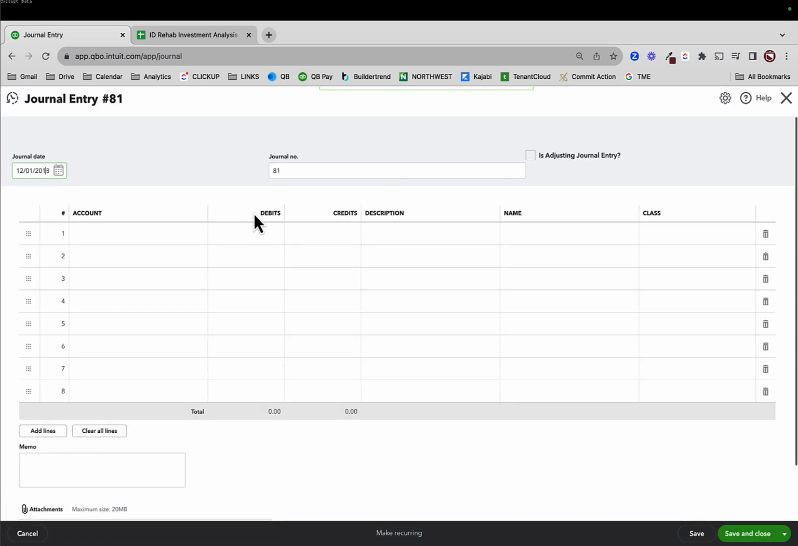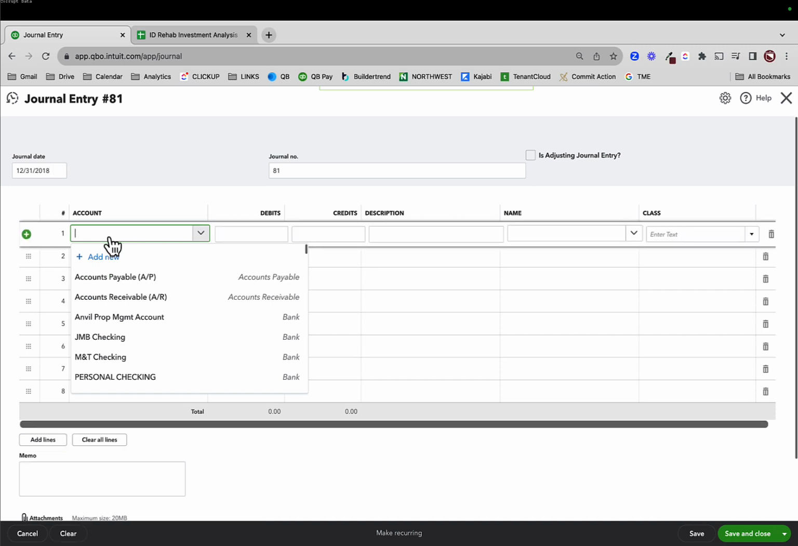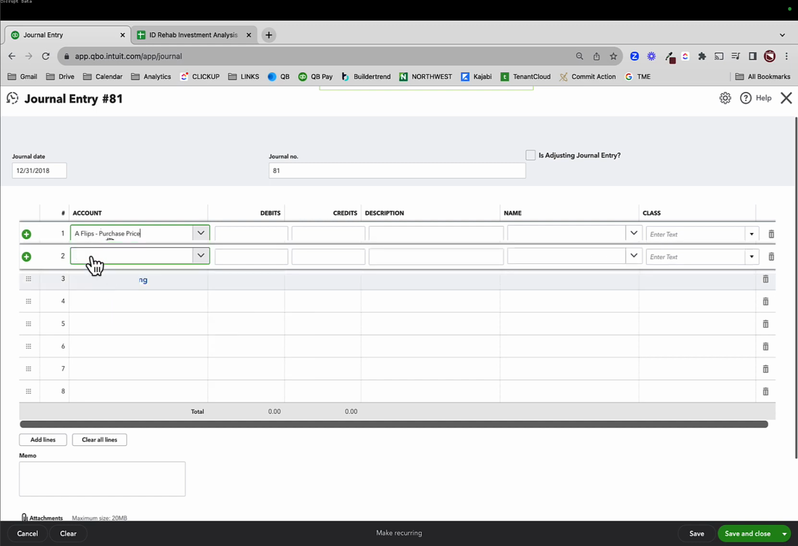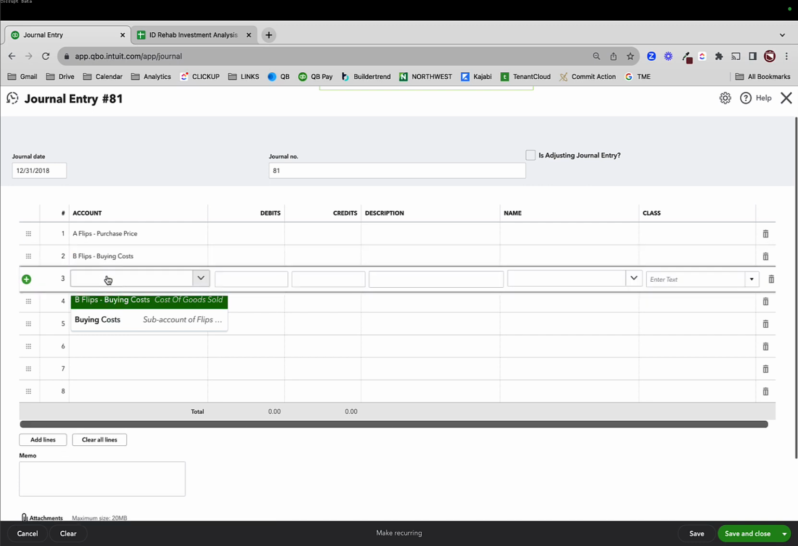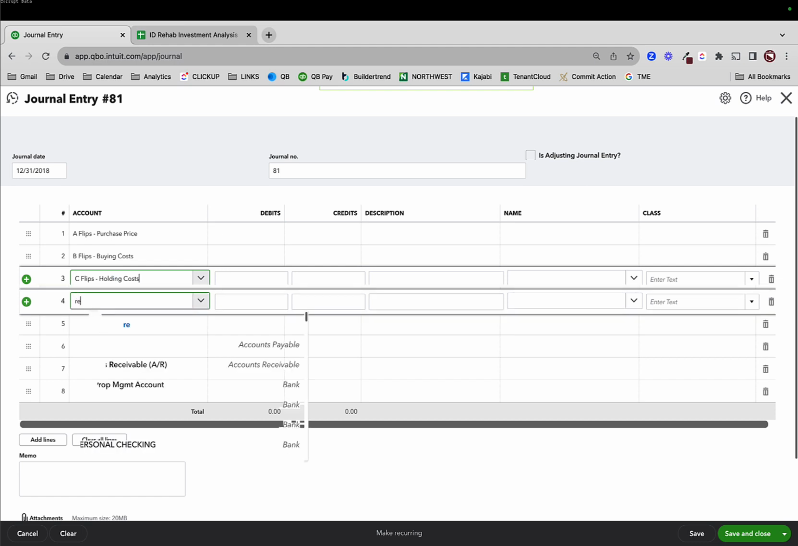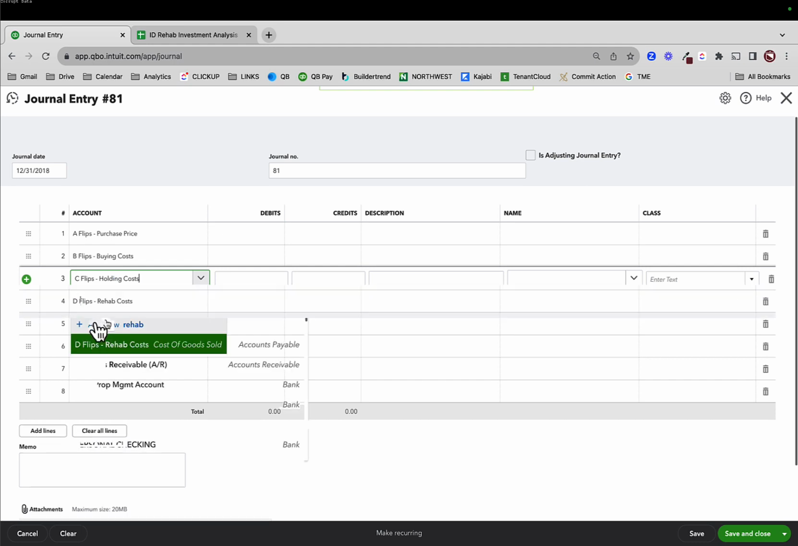We're going to do this as of 12/31/2018, the very last day of the year. Basically, I need to zero out all those accounts that show up in the P&L. So that's my purchase price, that is my buying costs, that is my holding costs, my rehab costs, and my debt service.